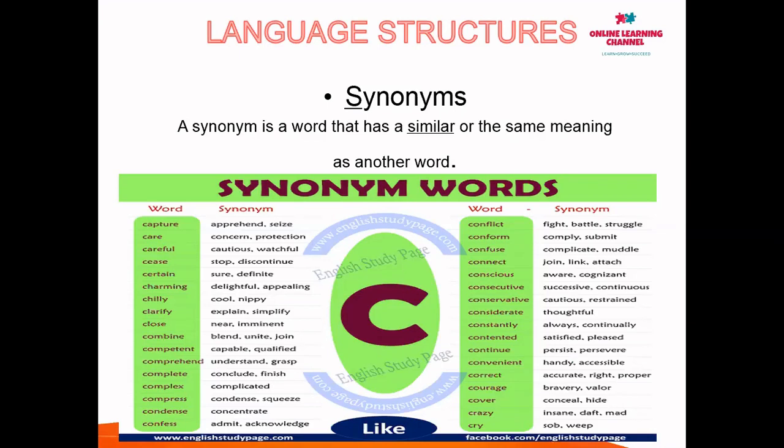The last one on the left hand side, confess. Confess means you admit to something. You're acknowledging that you're doing something wrong. And let's just take one from this side. Correct. If something is correct, for another word, you could say it's accurate, it's right, it's proper. You did it correct. Okay, so synonyms are similar. So when we come to antonyms, you know obviously antonyms is, if it's not similar, it's opposite. Let's move on to the next one.